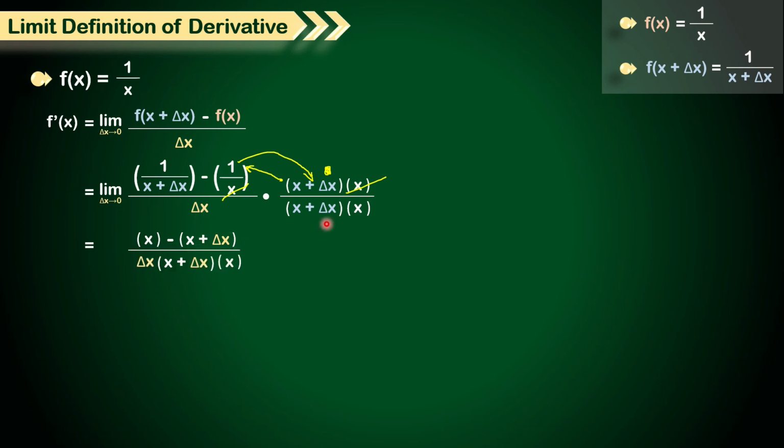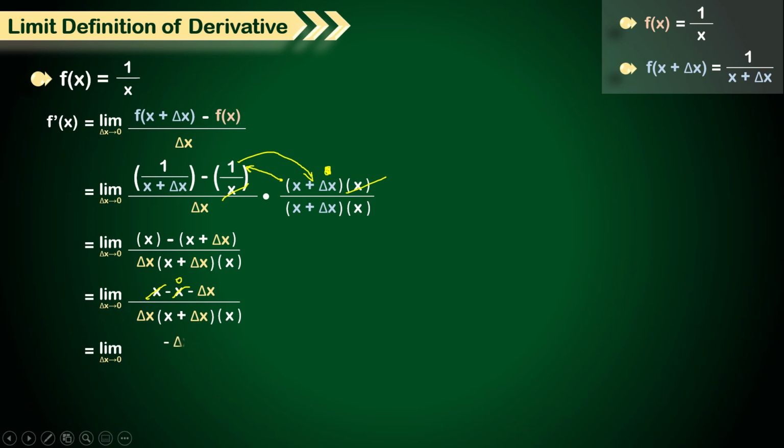Remove grouping symbols in the numerator. Limit of x minus x minus delta x all over the whole denominator as delta x approaches 0. Combine similar terms in the numerator. X minus x is 0. Limit of the remaining term in the numerator, which is negative delta x, over the entire denominator.